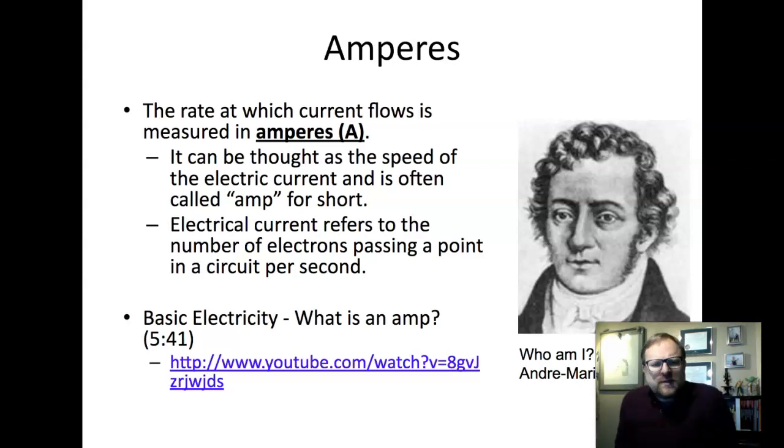It can be thought of as the speed of the electric current and is often referred to as an amp for short. Okay. Electrical current refers to the number of electrons passing a point in a circuit per second. The more electrons, the more amps. The more electrons that pass that point per second, the more amps. The less electrons that pass that point per second, the less amps.